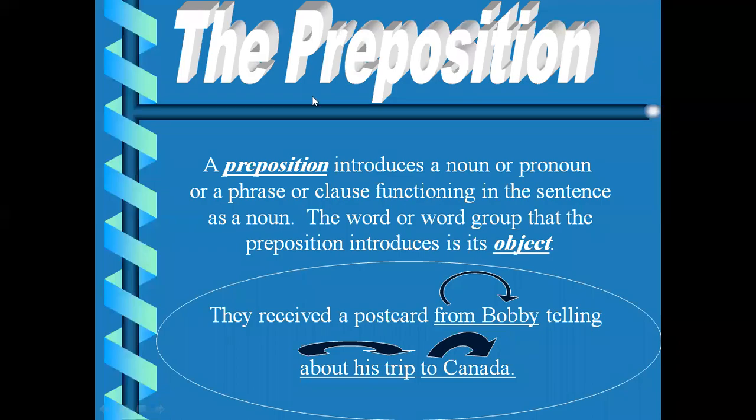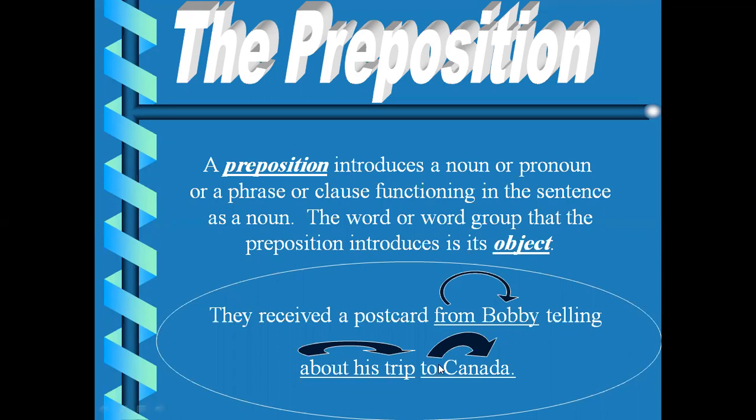Okay, as I said, the prepositions are words which we use in sentences, like to, in, on. Look at this example: They received a postcard from Bobby. Here, the word from is a preposition, and Bobby is an object. We call the preposition plus the object a prepositional phrase.